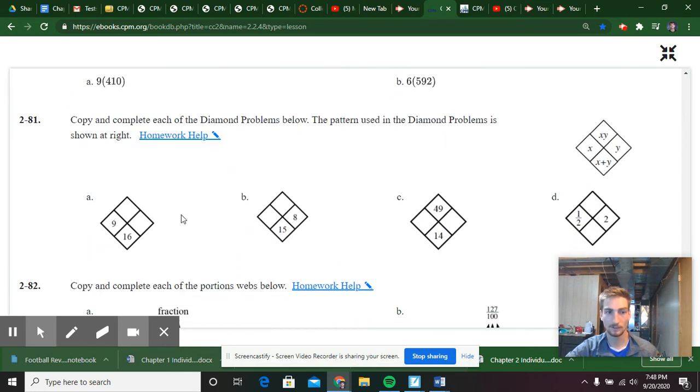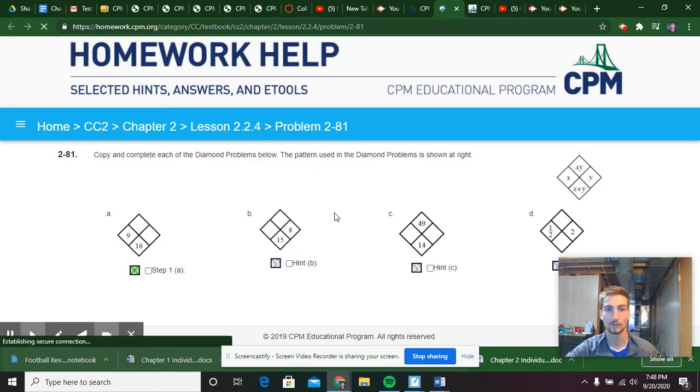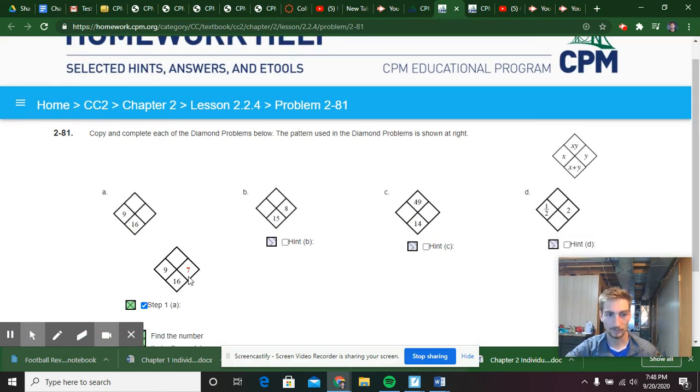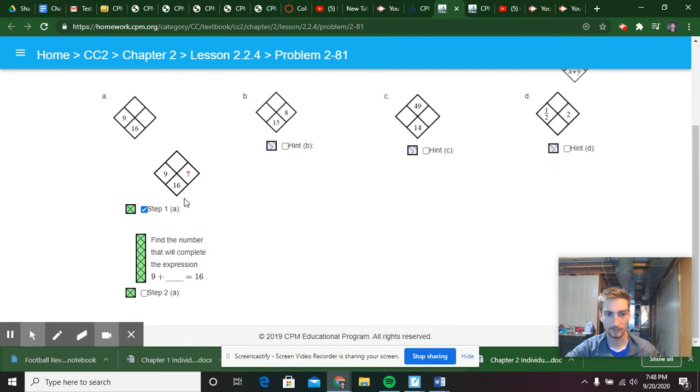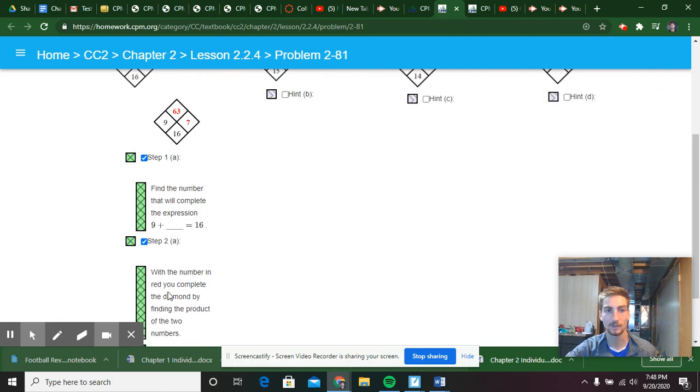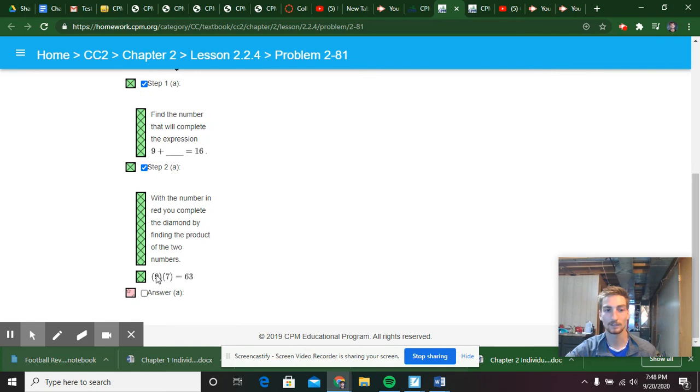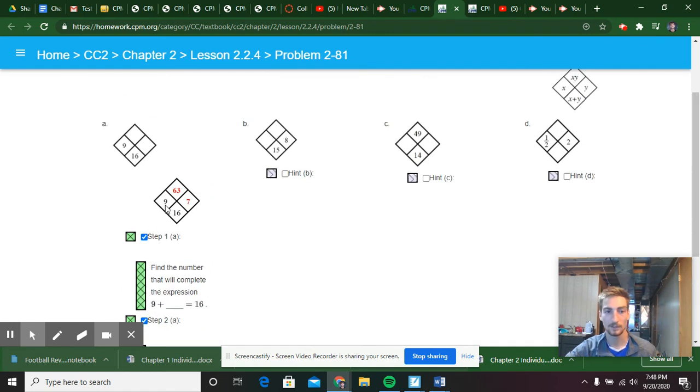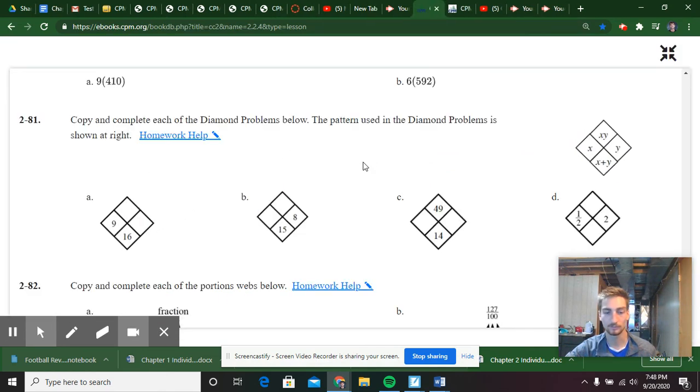And then here, let's say you're not sure what to do for 281. You can click on the homework help. And it says for step 1, if we have 9 and 16, it's saying 9 plus what number gives us 16? So we write in 7. Okay, that makes sense. And then the second step to fill out the diamond entirely would be to say what does 9 times 7 multiply to? In this case, 63. So it's going to be what two numbers add up to this number on the bottom and what would these two numbers multiply to on top? All right. Homework help is very useful.